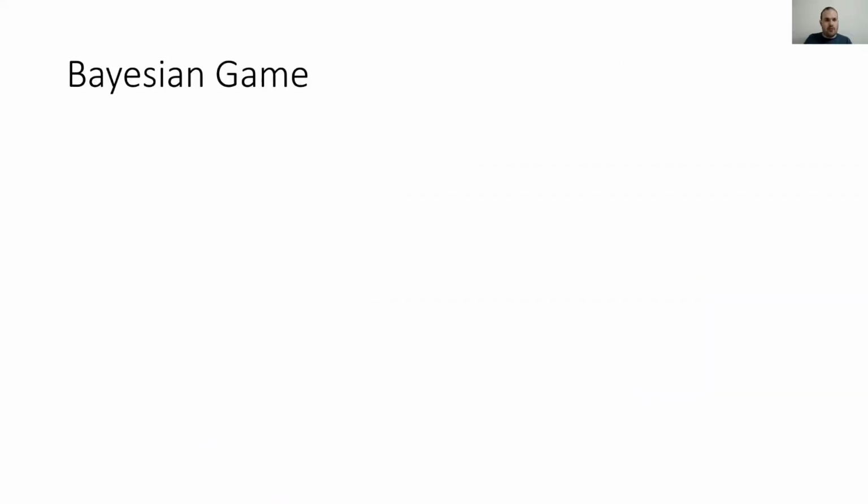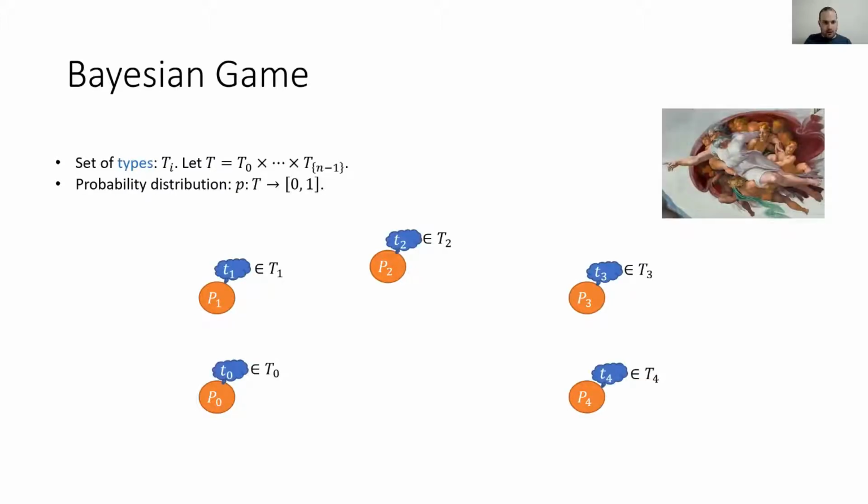Now, let's define a Bayesian game. We will define it not formally, but by an example. As in any game, a Bayesian game consists of a set of players. In this example, 5 players. Each player gets an input, a type, by nature, which is drawn from a set of possible types for each player. It's drawn by probability P.